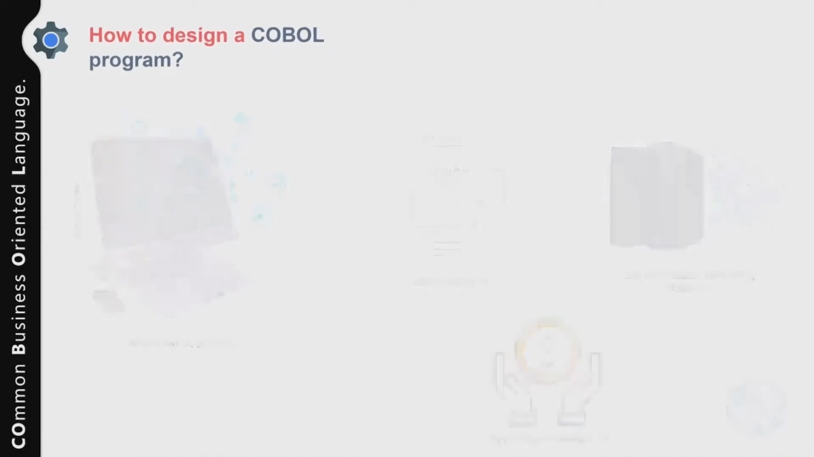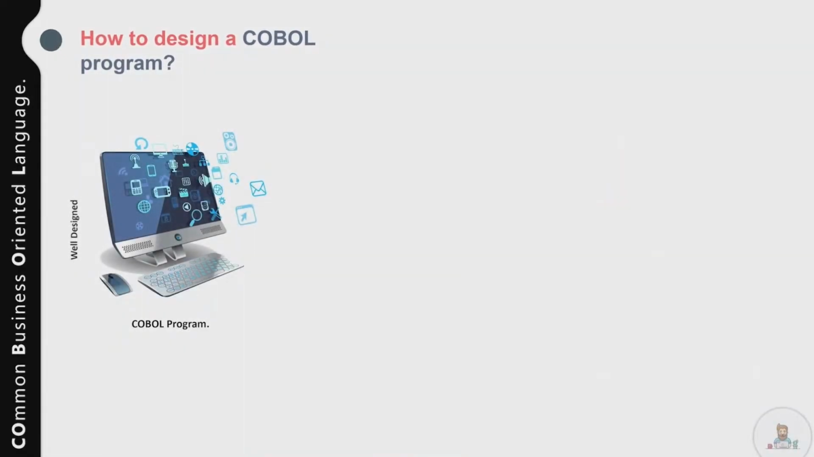So here are the steps that you should follow when you're writing your COBOL program. The first and foremost step is to define the problem. Before writing any COBOL program, it is important that you first understand the problem that you want to address with the help of this particular COBOL program. Apart from that, it will help you understand what are the inputs, what are the outputs, what are the processes, and what are the functions that you're going to use in your COBOL program to achieve the requirement.